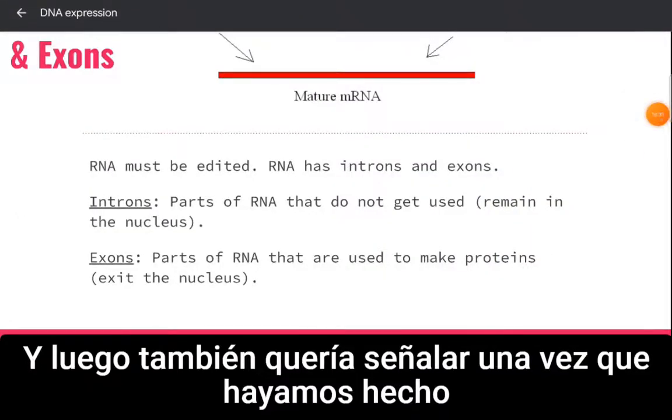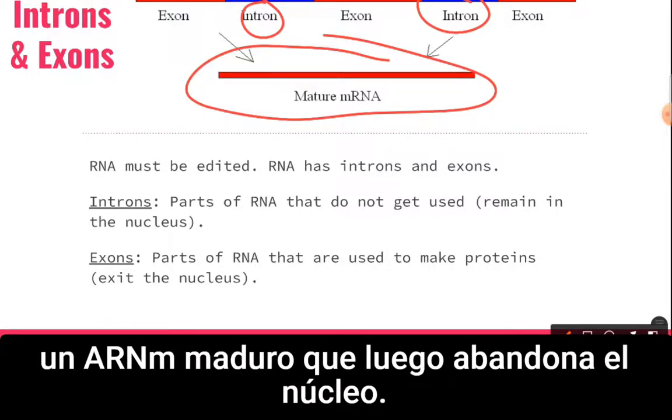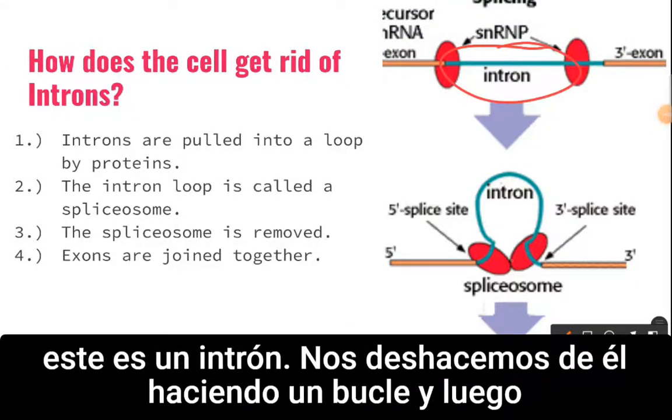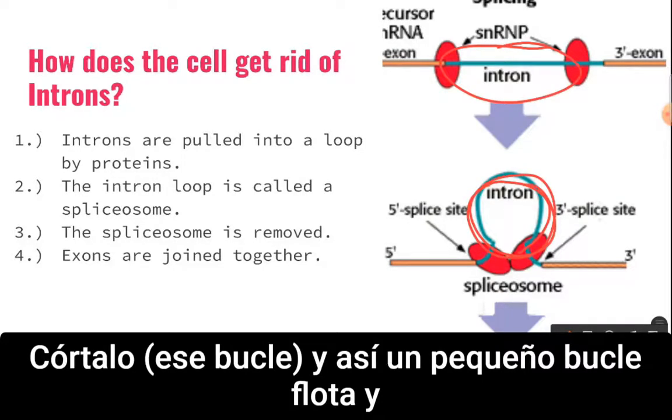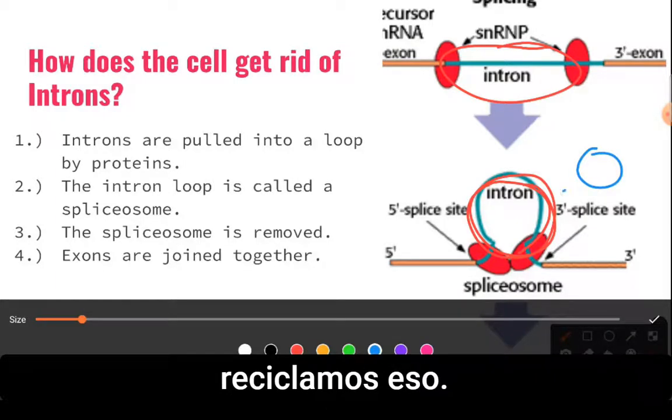And then I also wanted to just point out, once we've made RNA, we have to get rid of those introns to make what's called a mature mRNA. That then leaves the nucleus. Here's how we do it. We splice. So if this is an intron, we get rid of it by making a loop, and then we cut out that loop. And so a little loop floats away, and we recycle that.